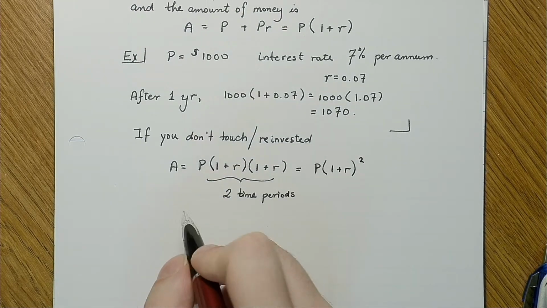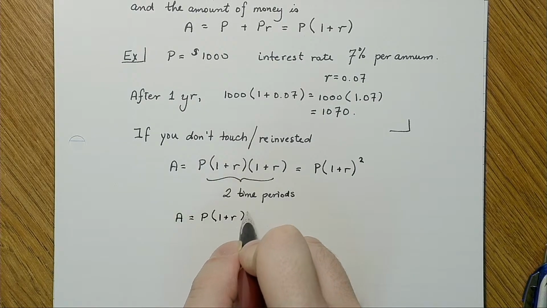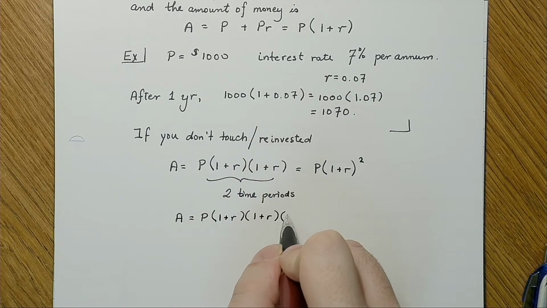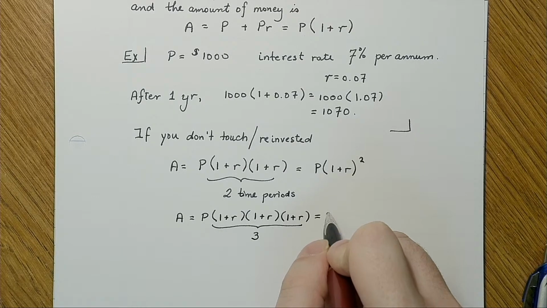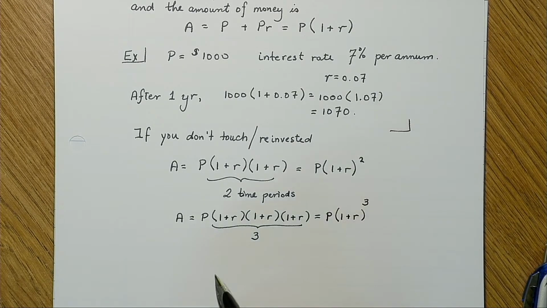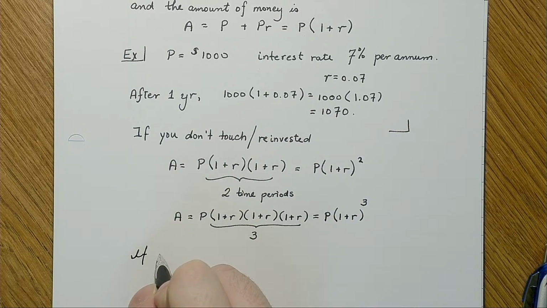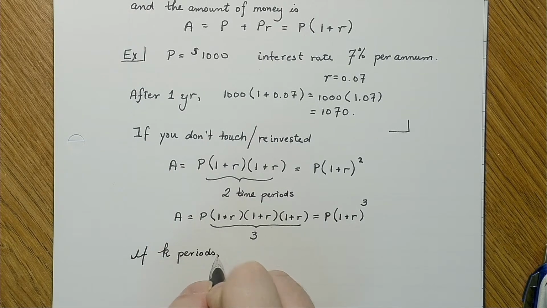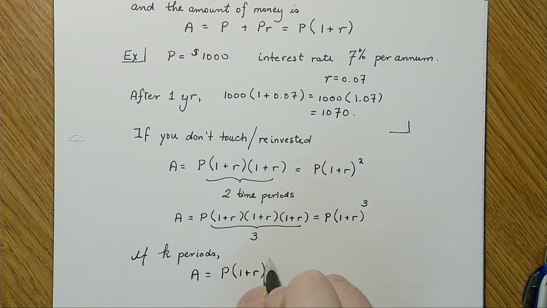And if you did it for 3, you'd have P times 1 plus R to the 3. And so you can understand if K periods, then you have the amount is equal to the principal times 1 plus R to the K.